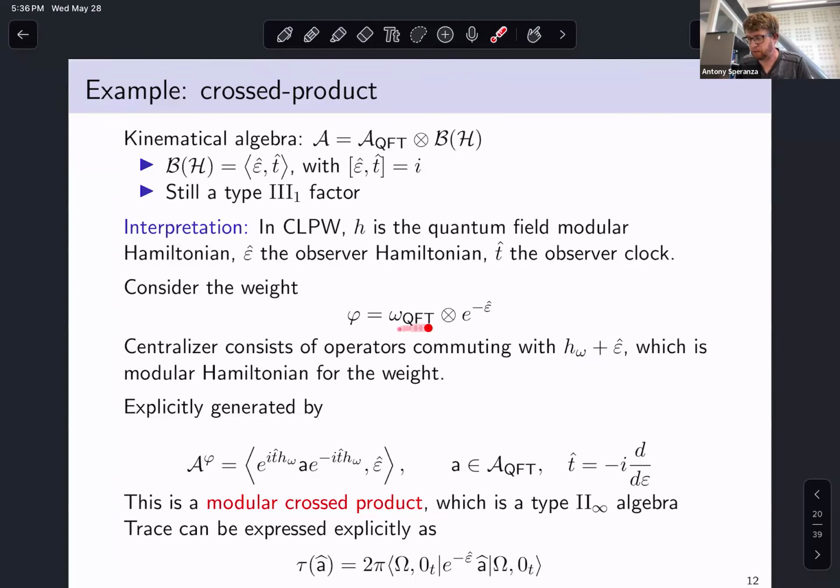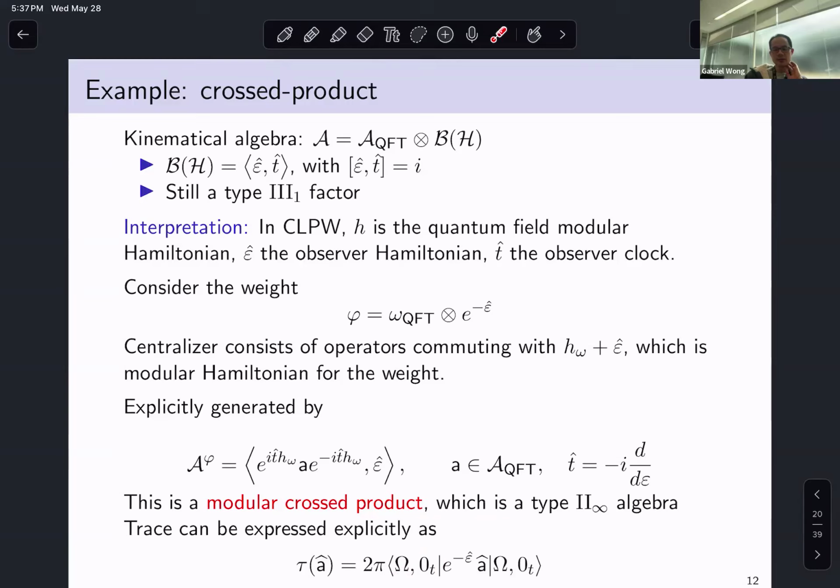Okay, so this is the modular Hamiltonian for that weight, and then you can write down a bunch of operators that commute with that. Explicitly, they're given by this observer Hamiltonian itself, and these dressed versions of the quantum field operators where they're flowed in modular time in a way that depends on the observer's clock t. And this algebra is known as the modular cross product, and then you can write down a trace on it. One way to write this trace is by this formula, where you take some expectation value in the vacuum state and some sort of 0 t eigenstate, and this defines a trace on this.